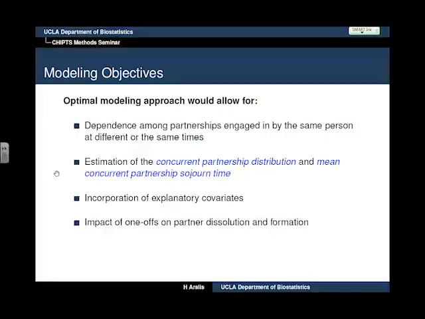Okay, so this brings me to our objectives in trying to build a reasonable model for sexual partnership patterns in this particular population. We wanted to develop a model that allows for the dependence among partnerships engaged in by the same person at the same time or at different times, so not treating partnerships as if they're independent events. And then we wanted a model that could be used, in a straightforward way, to estimate both our measures of extent and magnitude: our concurrent partnership distribution and our mean concurrent partnerships at different times. Also a model that's flexible enough to incorporate explanatory covariates and, as I just mentioned, allow for the occurrence of one-offs to be both modeled and to impact ongoing partnership formation and dissolution.